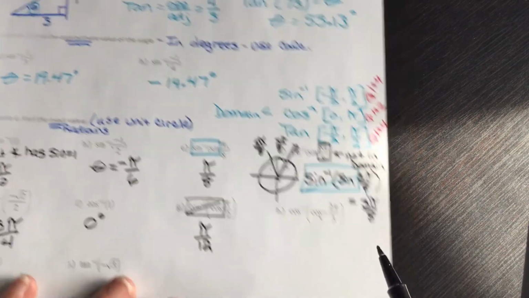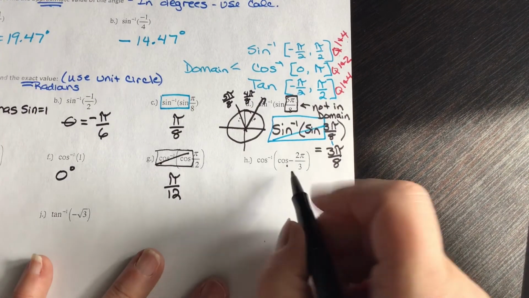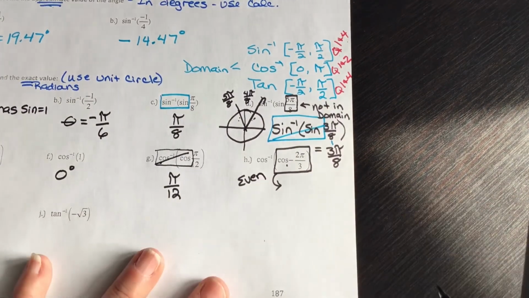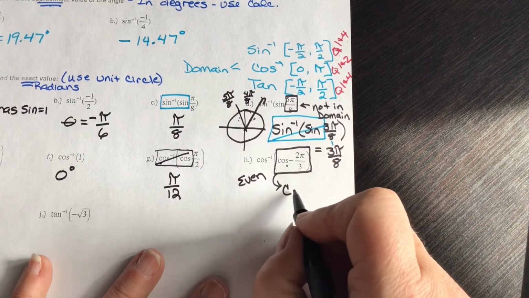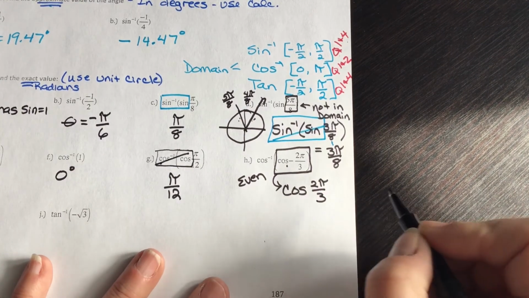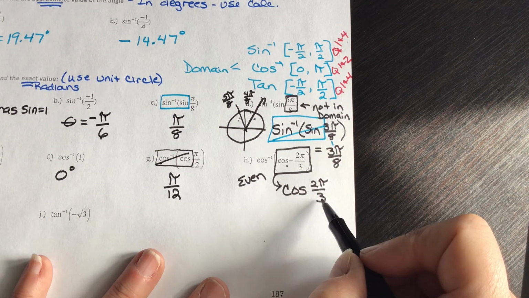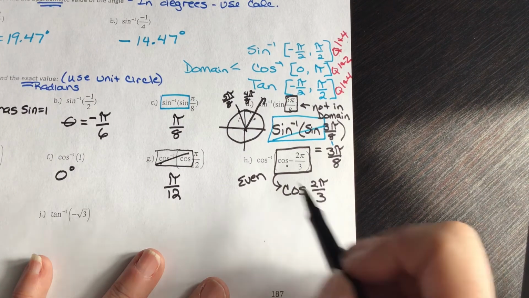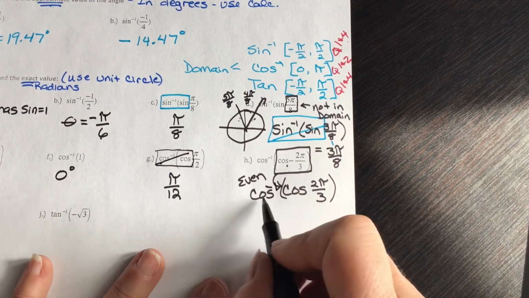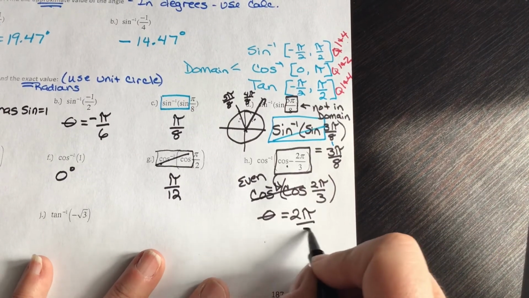So let's think of our odd and even functions. Because cosine is even, this value right here is going to be the same as cosine of positive 2 pi over 3. All right, so this is the same reference angle. This has the same cosine value, but now it's in quadrant 1. And now if I take the inverse cosine, I can cancel these out, and I have 2 pi over 3 is my angle.